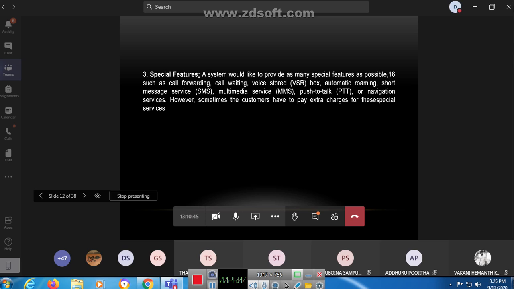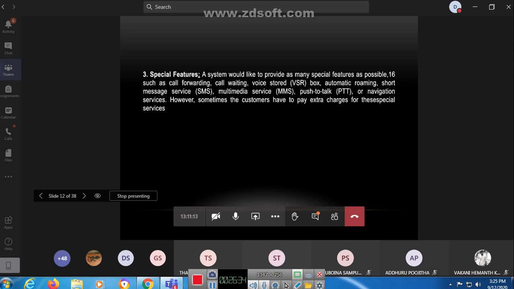Next, voice storage box. Voice storage box means sometimes busy people do not pick up the phone. At that time we give the information through our voice. So that is the voice storage box. Locally it sometimes will not charge us, but if it is an international call, at that time it has some charges. So that is the special feature.